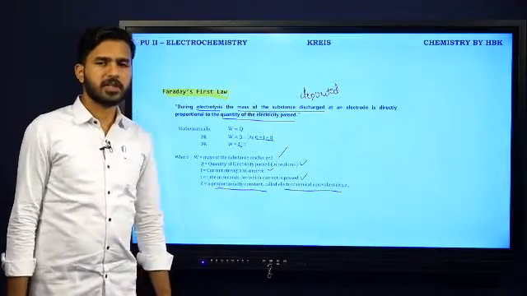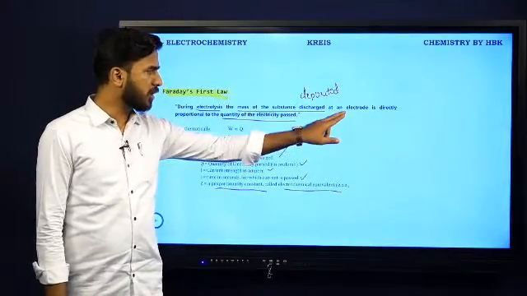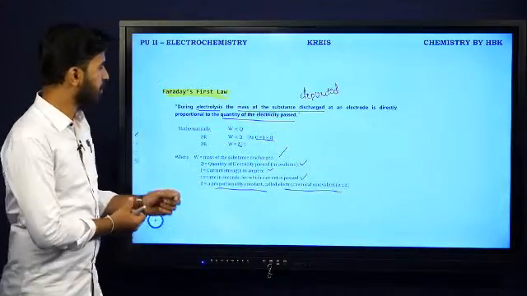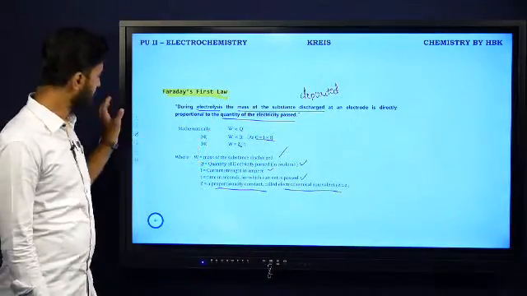Faraday's first law states that during electrolysis, the mass of the substance discharged at an electrode is directly proportional to the quantity of electricity passed.